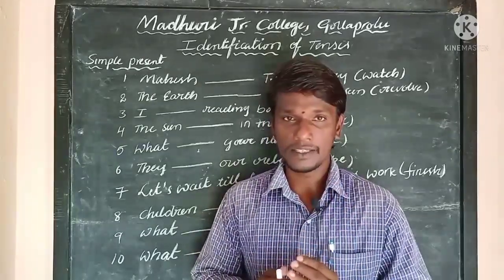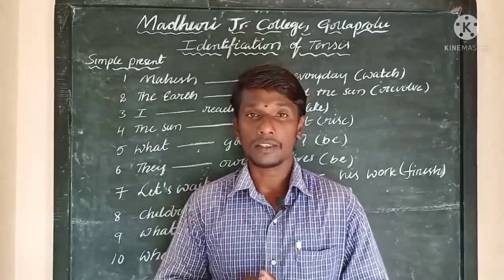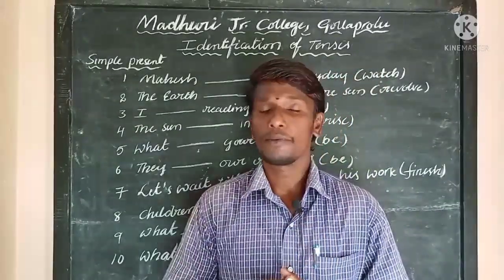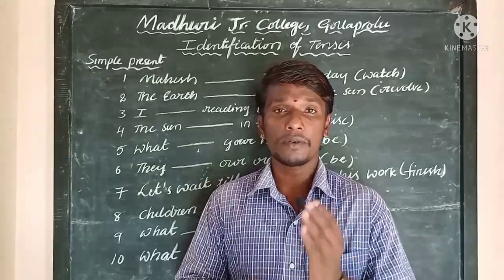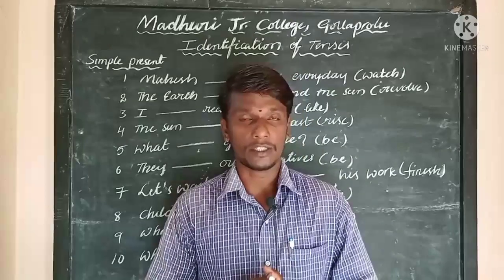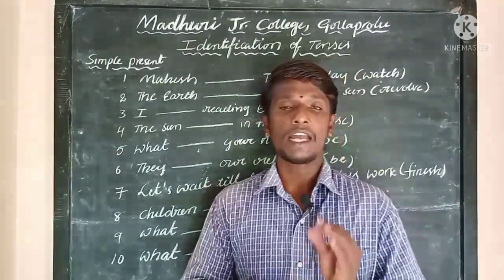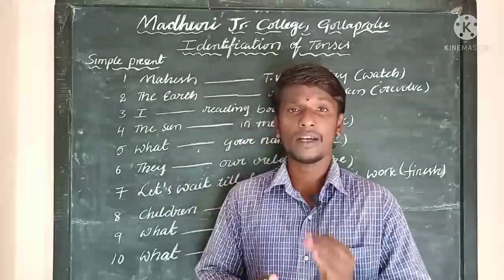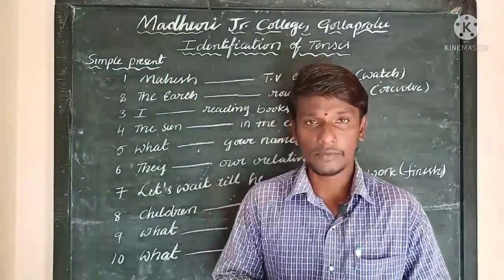How many simple tenses are there? Three. What are the three simple tenses? Simple present, simple past, simple future. What are the three perfect tenses? Present perfect, past perfect, future perfect. What are the continuous tenses? Present continuous tense, past continuous tense, and future continuous tense. Present perfect continuous tense, past perfect continuous tense, and future perfect continuous tense. This is how you can remember all the 12 tenses very easily.